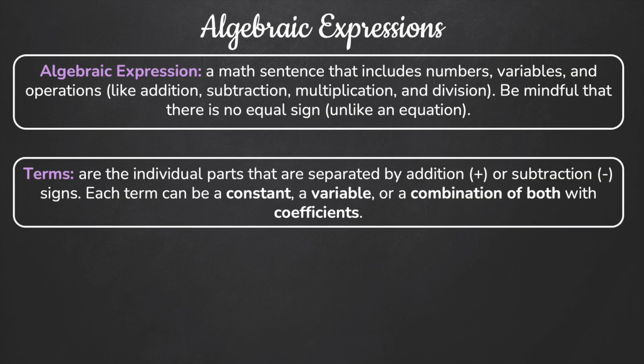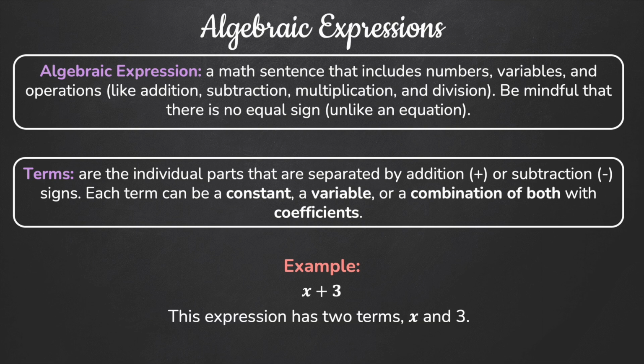Before we get into like terms, let's go over what terms are. Terms are the individual parts that are separated by addition or subtraction signs. Each term can be a constant, a variable, or a combination of both with coefficients. For example, here we have x plus 3. In this expression, we have two terms, and those two terms are x and 3.